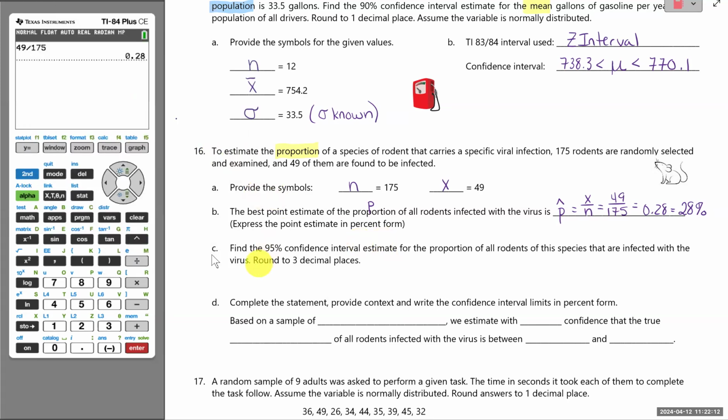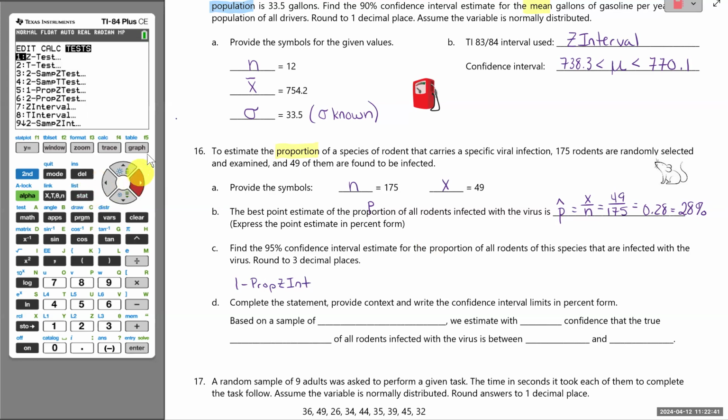Okay. So now that we have the point estimate, we'll move on and find the confidence interval estimate. So a 95% confidence interval estimate for the proportion. All right, so when we're dealing with proportions, we know that we'll be using a 1 proportion Z interval. I'll even write that here. So you do a 1 proportion Z interval.